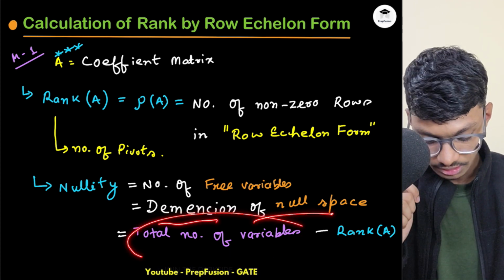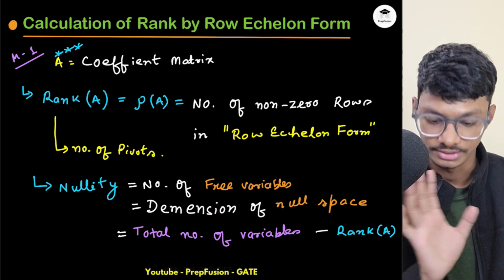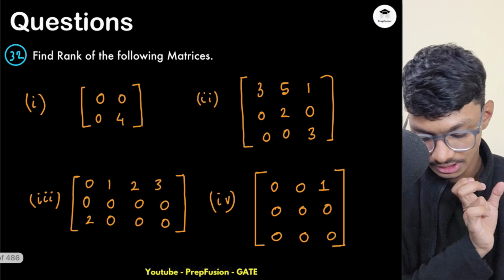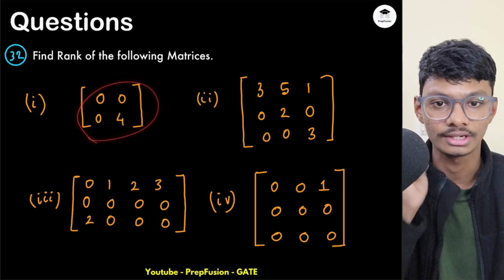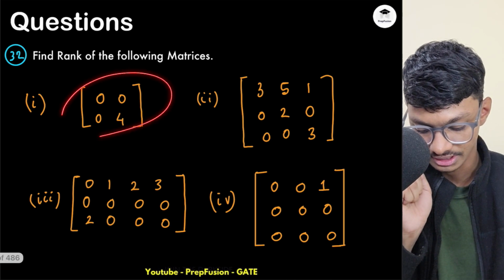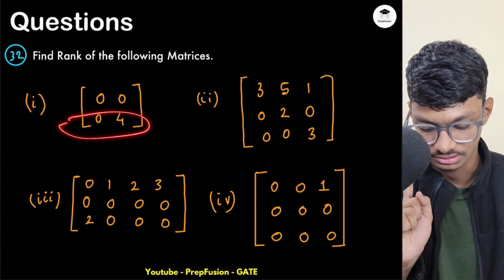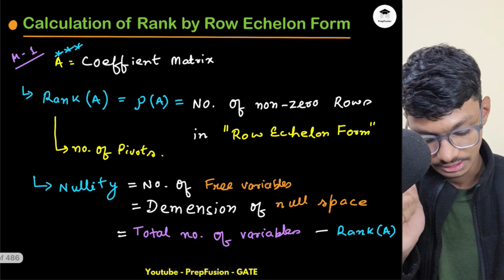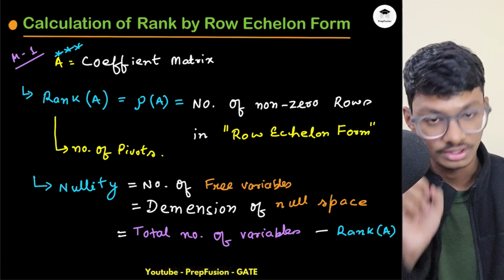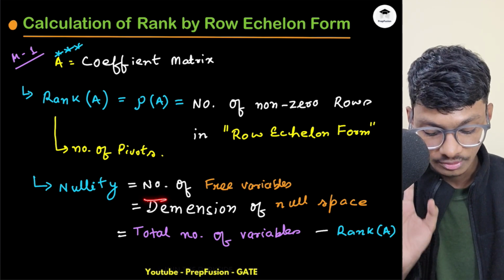Here nullity means the total number of variables, whichever number of variables are there. Like in this format I have x1 and x2, so I have two variables. If the rank is 1, then nullity will be 1. Here in the first case the rank was 1, because this is a totally 0 row, so the rank will be 1 only. So yeah, that is the meaning of nullity. Nullity means the number of free variables.